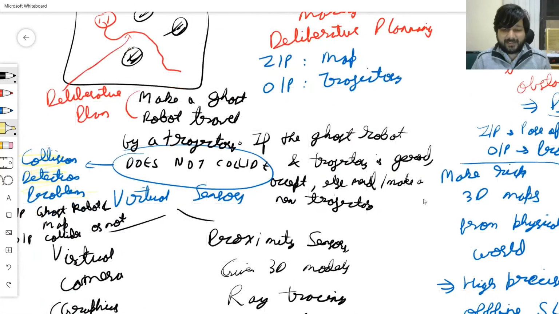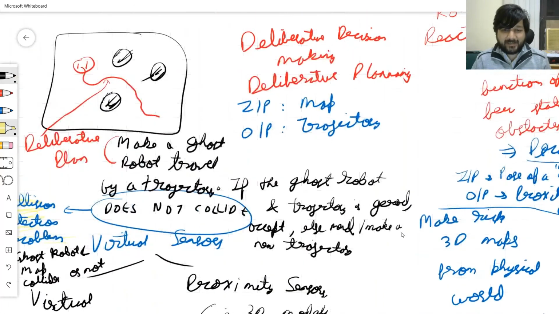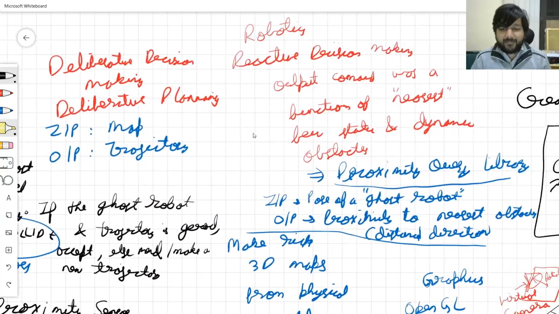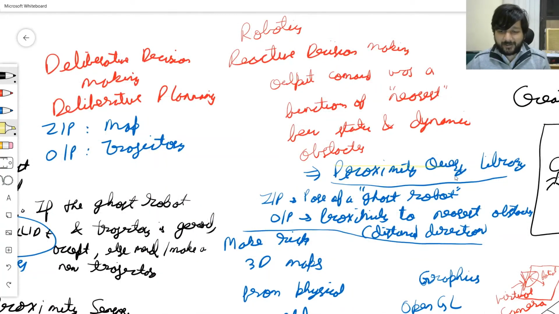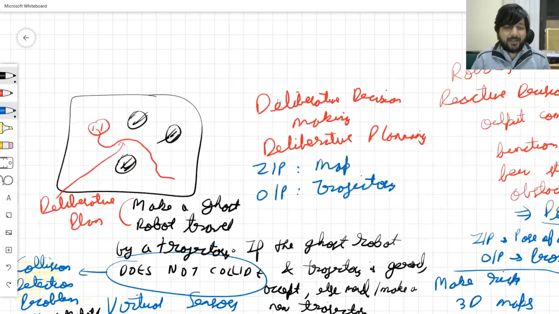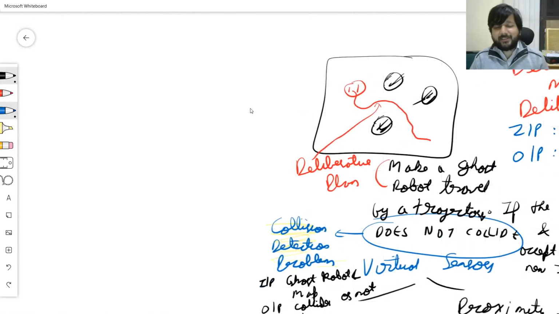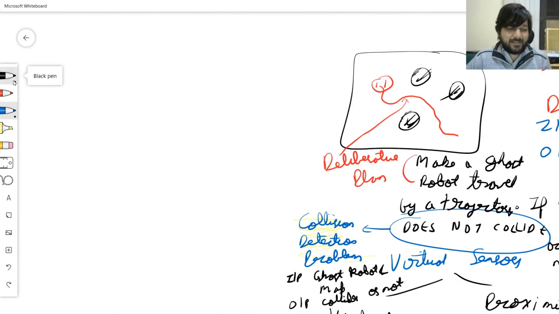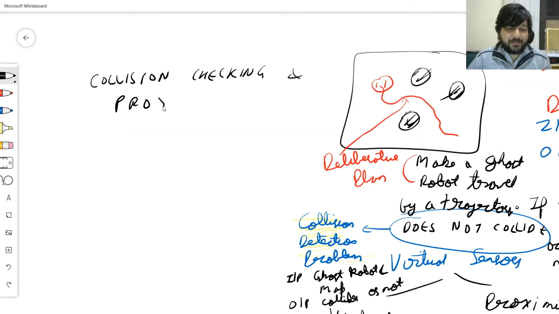And simultaneously, let us discuss a very similar problem. It's the proximity query problem, because the input of both is the pose of a ghost robot and a map, and the output is proximity or the collision or not. And therefore, what every simulator needs to have in parallel is collision checking and proximity query.